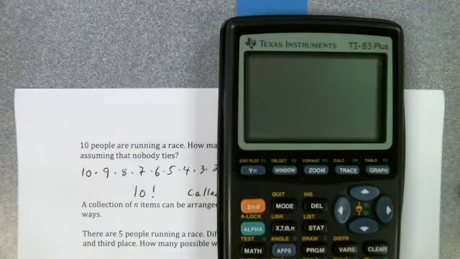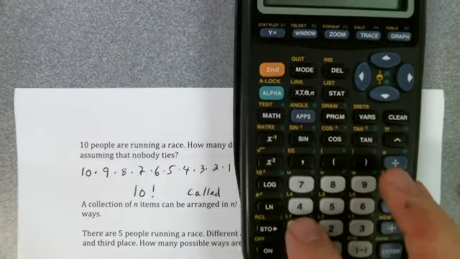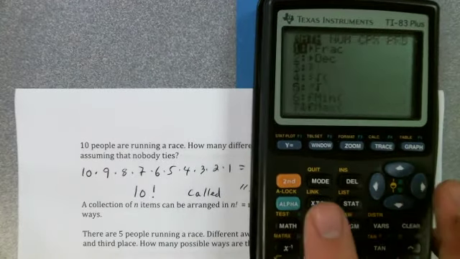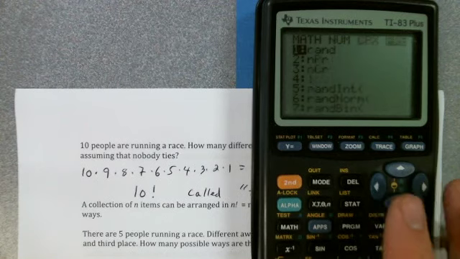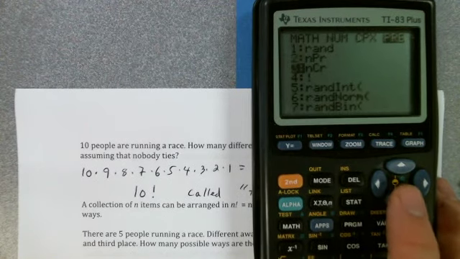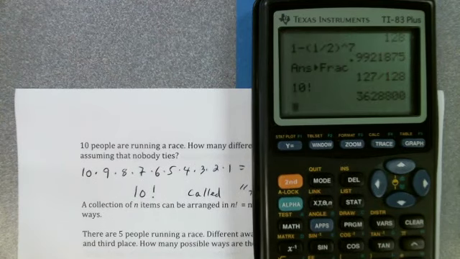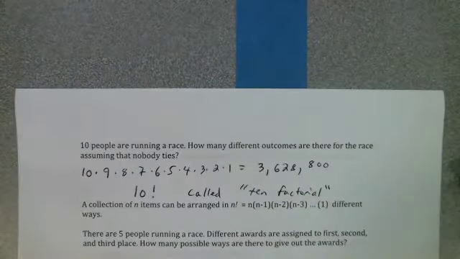So if you type 10, and then hit math, go over to PRB for probability, go down to option 4, you get the factorial. 10 factorial, there we go. Now you hit enter, there's the answer.